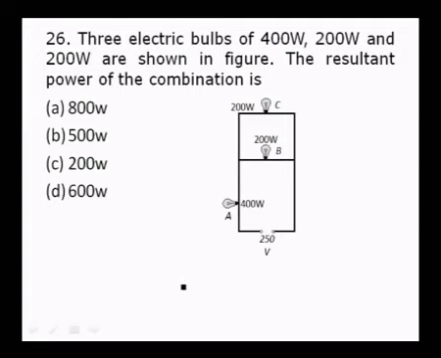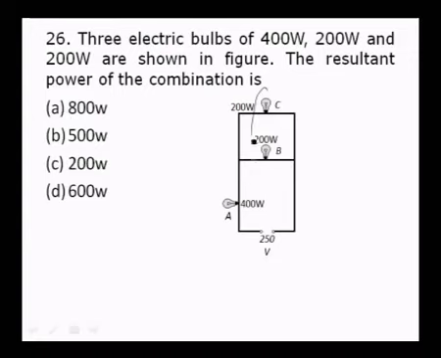Question number 26. 3 electrical bulbs of 400 watt, 200 watt and 200 watt are shown in the figure. The resultant power of the combination is, okay. See, C and B are in parallel and A is in series with this parallel combination. First we note the options. Option A 800 watt, option B 500 watt, option C 200 watt, option D 600 watt.